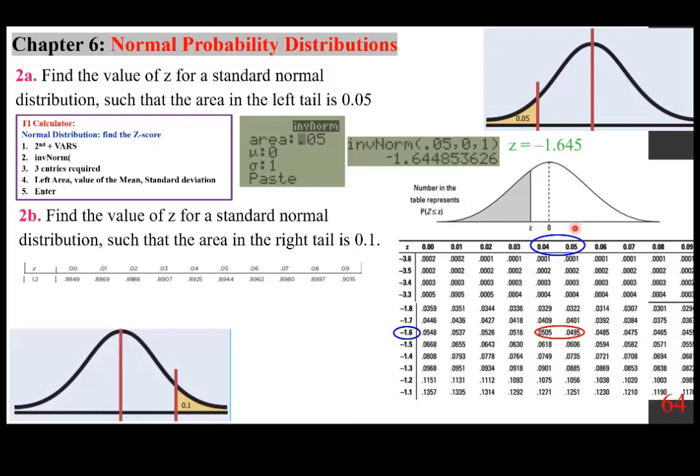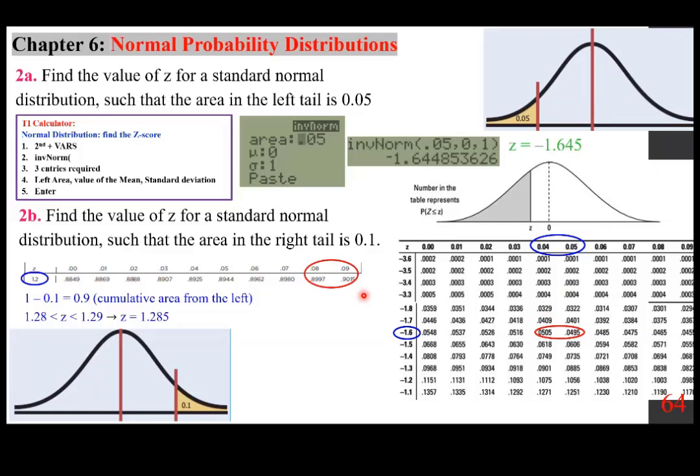So with that being the case, the area is 0.1, and the cumulative area to the left is 0.9. In the body, which is this one now, you look for 0.9. It doesn't exist. It's between those two values. And therefore, you come up with 1.285.